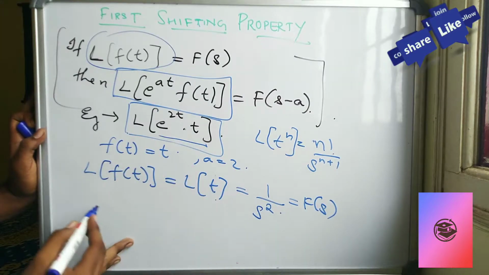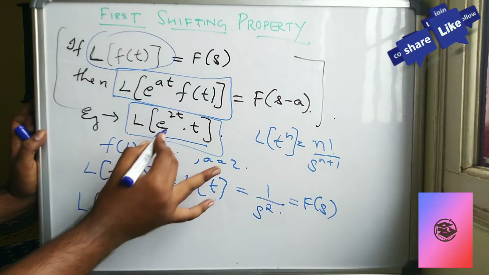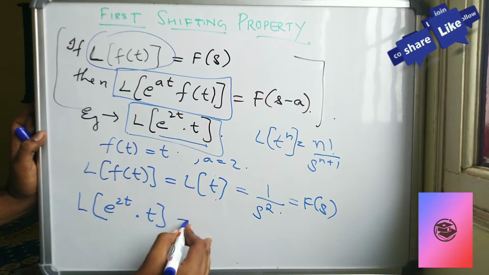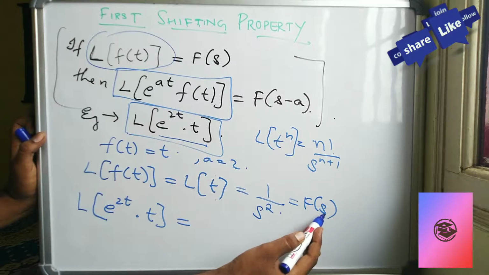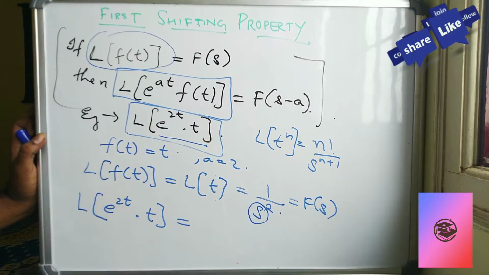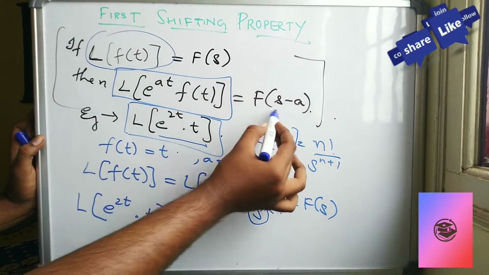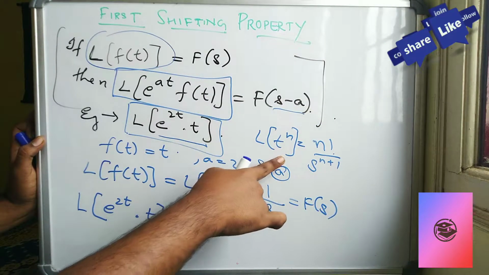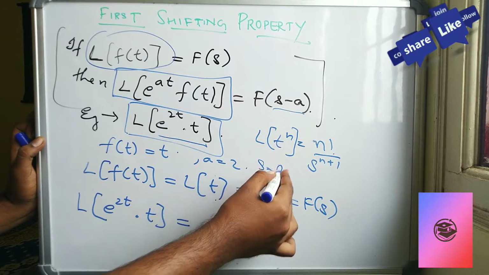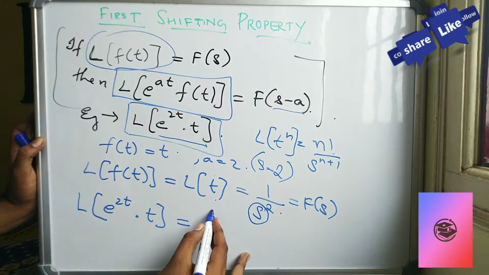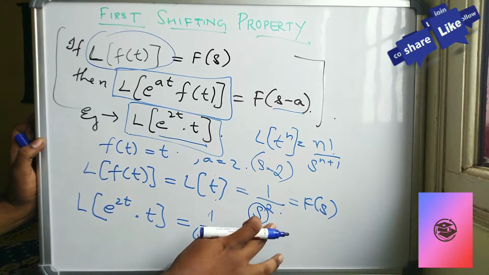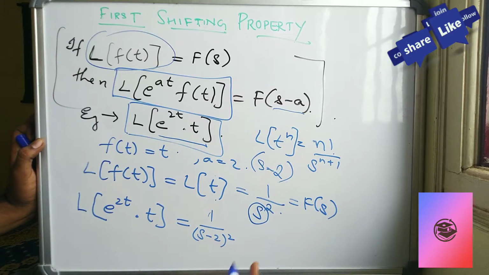s minus a. So Laplace transform of this whole function, that is e power 2t into t, will be equal to, in place of s, whatever is there, you have to place s minus a. Here a we know is 2. So in place of s, you place s minus 2. So this becomes 1 by s minus 2 the whole square. In place of s, I have placed s minus 2, which is equal to F of s minus 2.